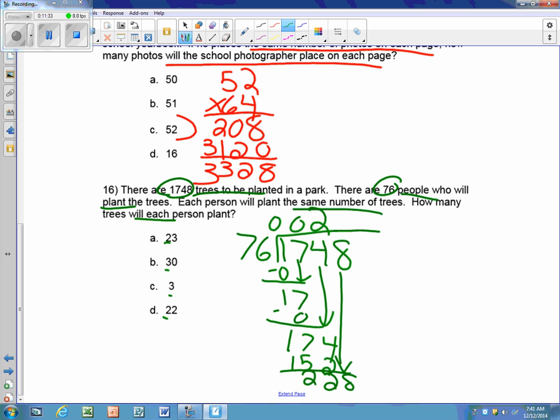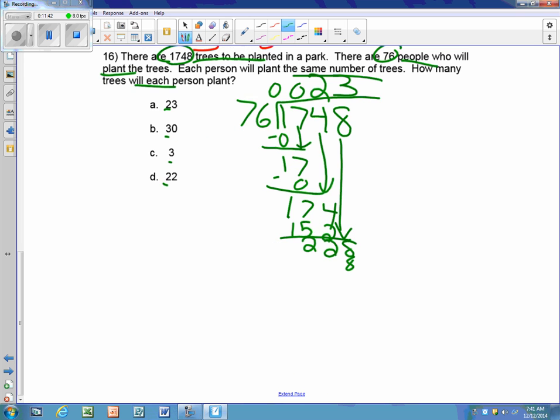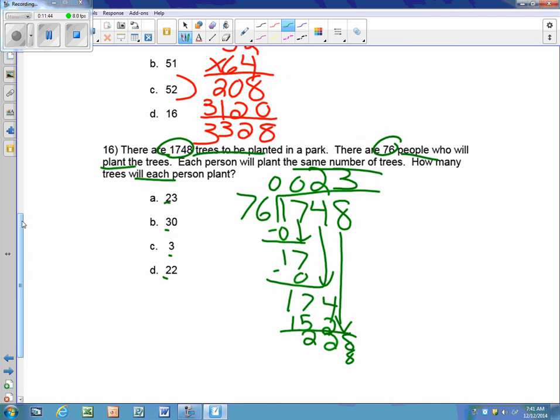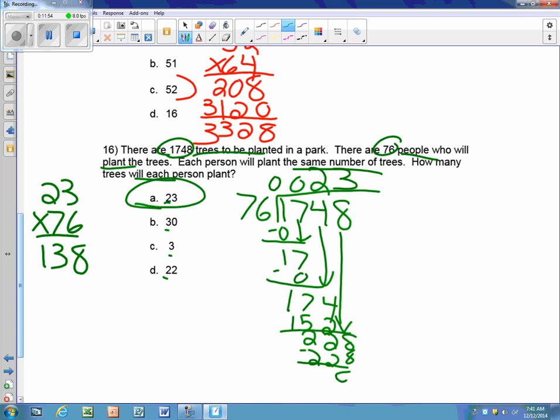And since I know the 2 works, it's either a 3 or a 2. So this time I'm going to try the 3. Oop, I apologize, the page went up. And that works, so it's 23. And once again, I can do a check. And my check comes out to 1,748, so that works out.